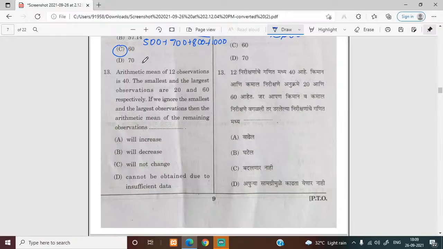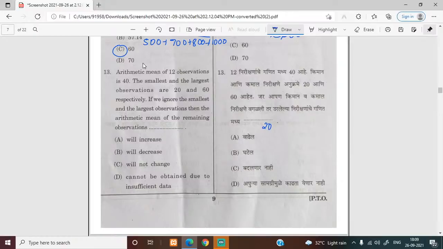Here the right answer is, I will just first explain you. So in this question, students, what is arithmetic mean? It means when you add all the values divided by the number of observations. So here they are saying the smallest and the largest value is.